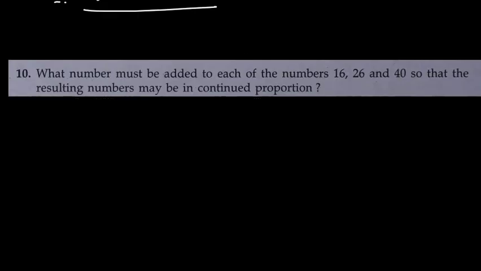Here the 10th question is what number must be added to each of numbers 16, 26 and 40 so that the resulting number may be in continued proportion. Now 3 numbers are there. You say let x be the number to be added. Then those 3 numbers are in continued proportion, and you know that if a, b, c are in continued proportion, then a by b equal to b by c. So like that you can solve this problem.